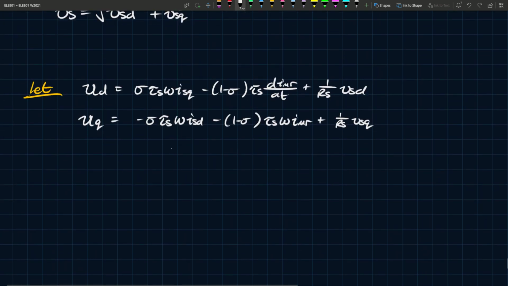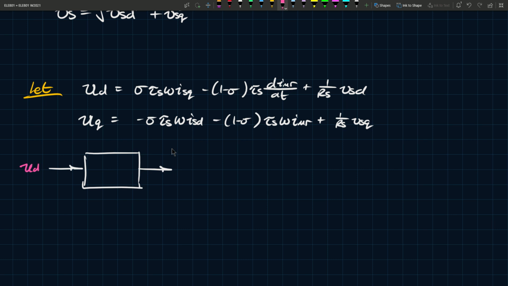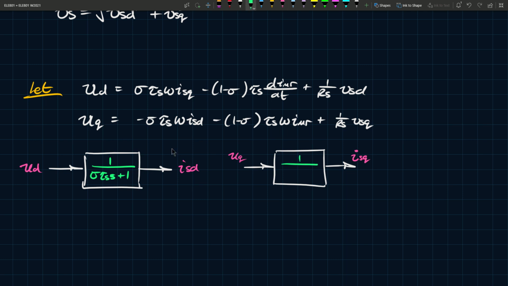This means that the relationship between these two variables, UD and ISD, is 1 over sigma tau S s plus 1. And alternatively, the relationship between UQ and ISQ is similar. Well, it's actually the same: 1 over sigma tau S s plus 1.